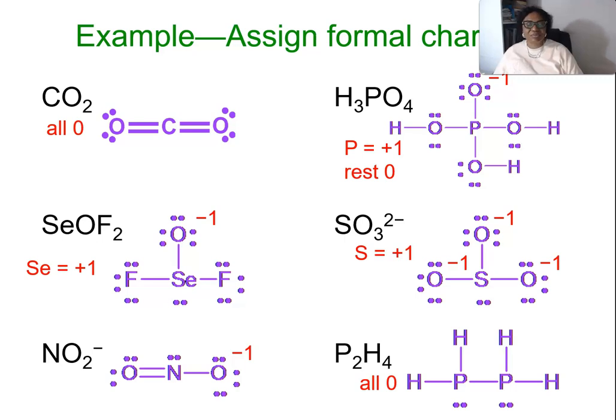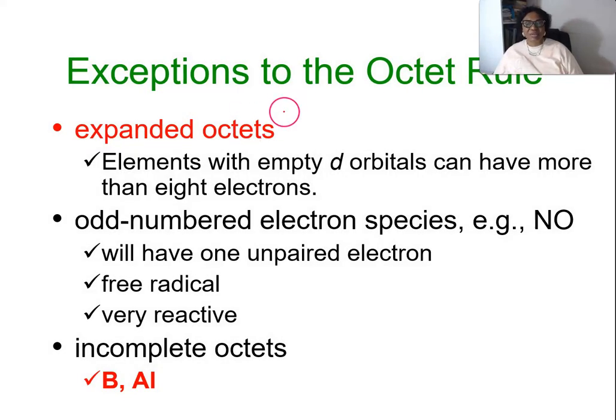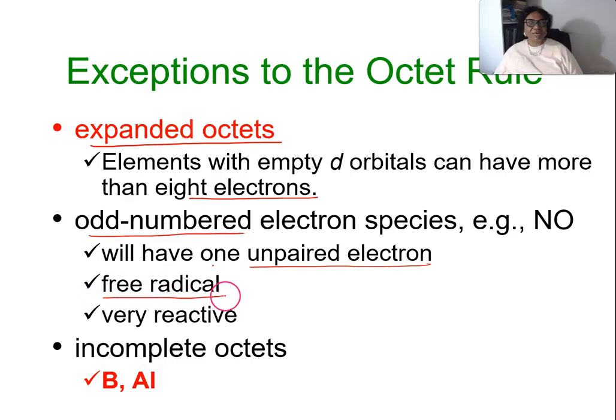Let's look at some exceptions. Exceptions to the octet rule. Expanded octets: elements with empty d orbitals can have more than 8 electrons. Odd numbered electron species, e.g. NO, will have 1 unpaired electron and that makes it a free radical, and they are very reactive. Some have an incomplete octet, like group 3 elements, boron and aluminum. They can have an incomplete octet.